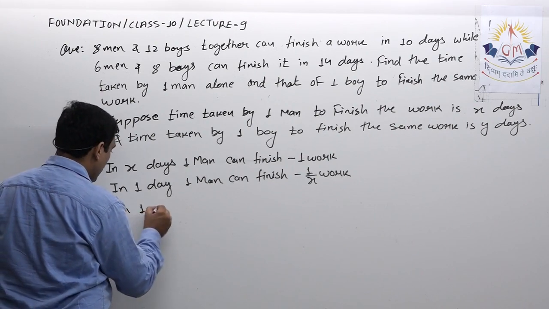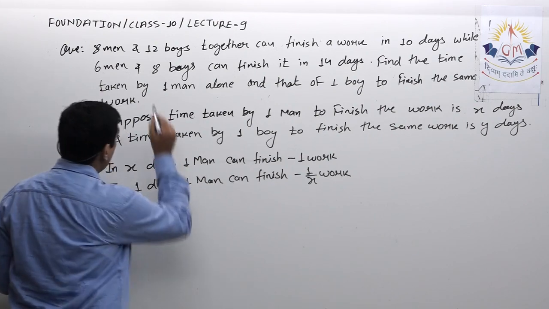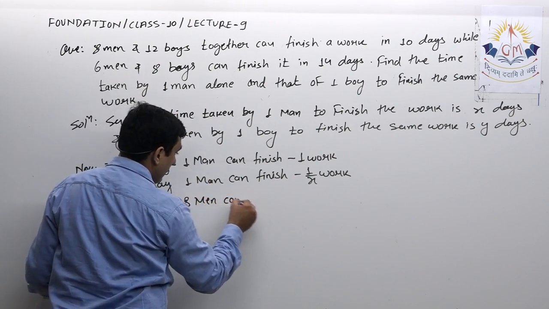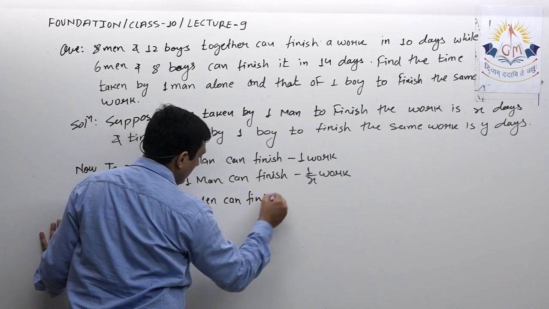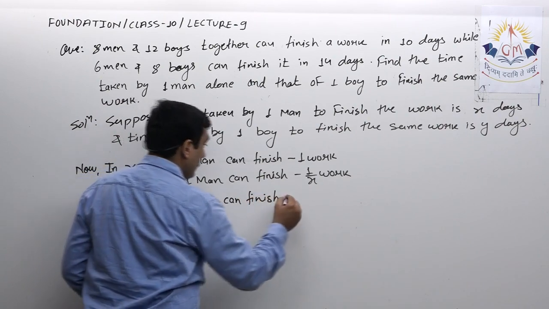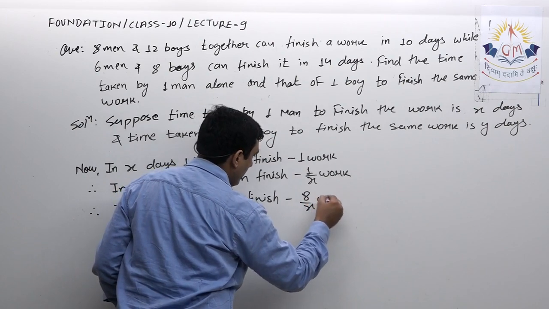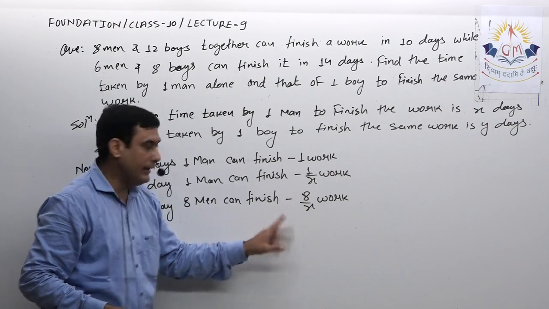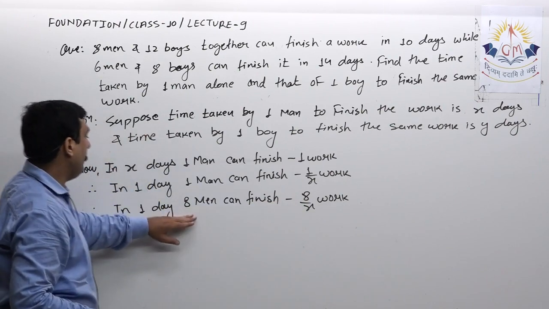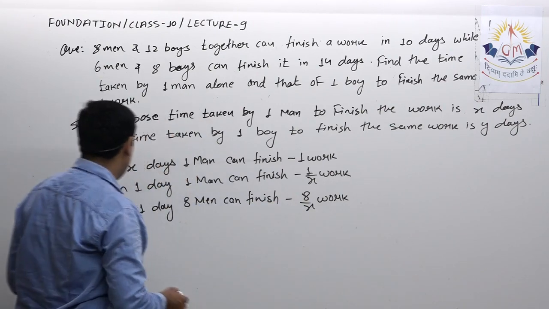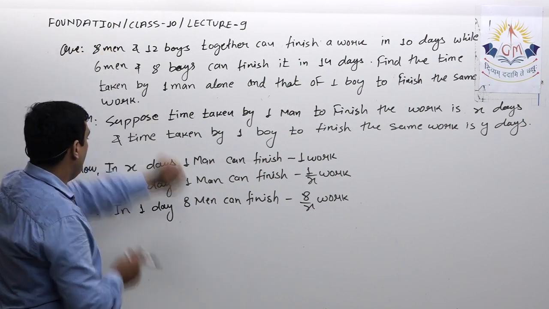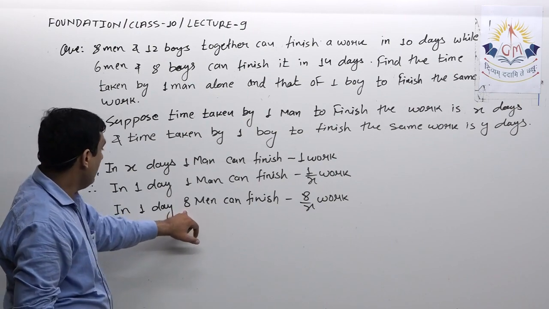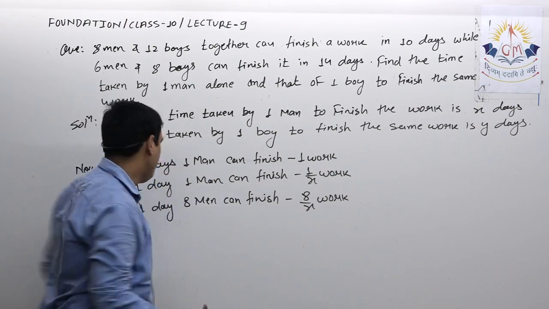Therefore in one day 8 men can finish 8 upon x work, isn't it? Simple. In one day this much work, so in one day 8 men can finish 8 upon x work. In the similar way we'll find in one day 12 boys can finish.